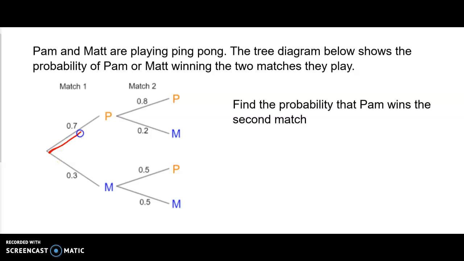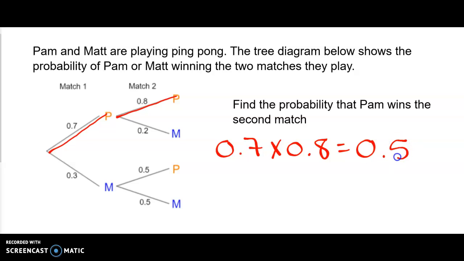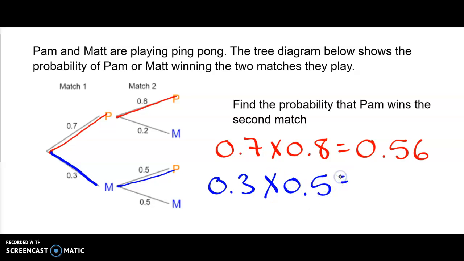So the probability that Pam won the first one and the second one will be 0.7 times that 0.8, which gives us 0.56. And then we're going to do the probability that Matt won the first one and Pam won the second one. So 0.3 times that 0.5, which gives us 0.15.